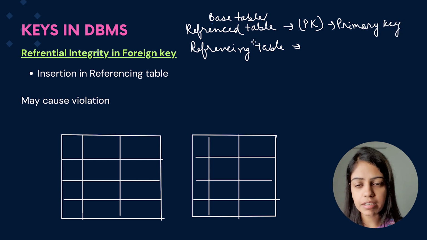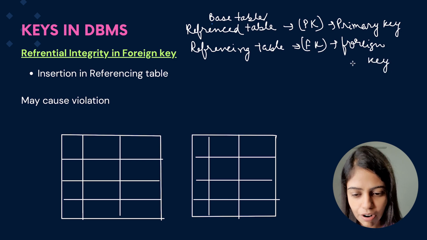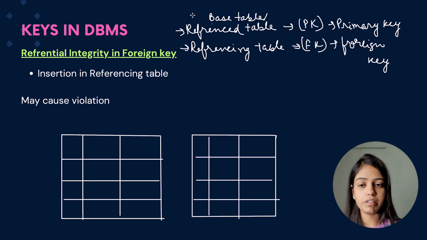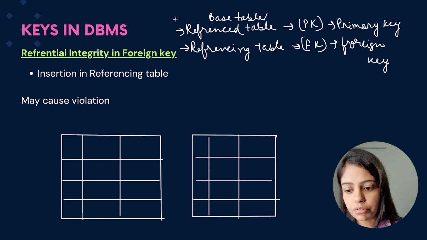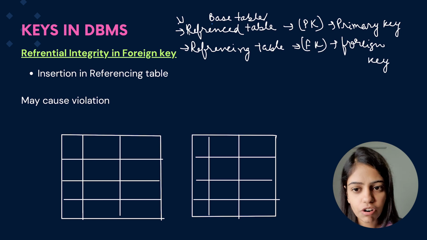Now the referencing table, the table itself which is taking reference from another table, is called the referencing table. So here you can consider the table which has a foreign key is called a referencing table. So basically this was the referenced and this was the referencing table. Now in the last video we got to know what happens whenever there is an insertion, deletion or updation happening in the reference table.